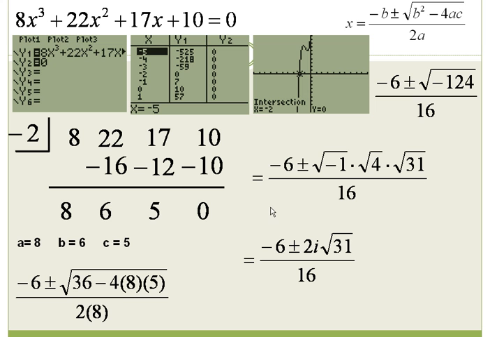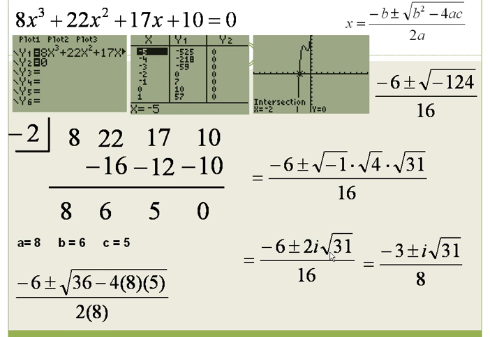Now, there's one more thing. If you look, we got a -6 out in front. We got a 16 on the bottom, and we got the 2 up by the i. All those have a greatest common factor of 2, so we can divide the 2 out of every single part. Divide them all by 2, and that's what you get. Half of -6, half of 2 is 1, and half of 16 is 8. And you don't divide it into the 31.